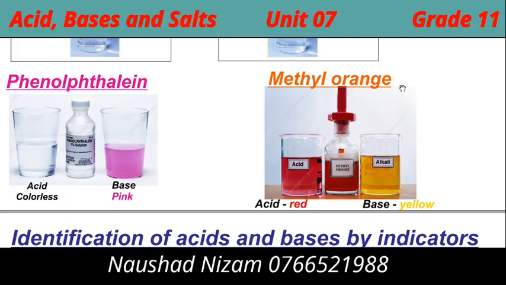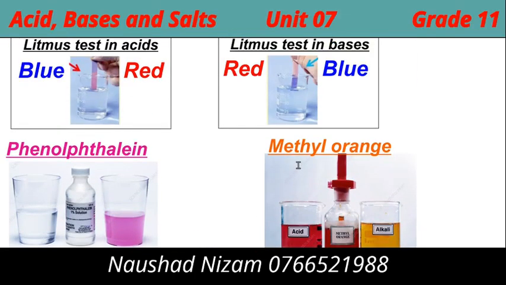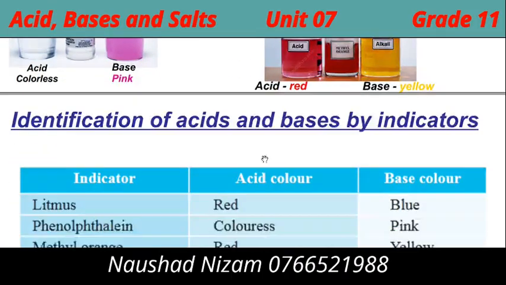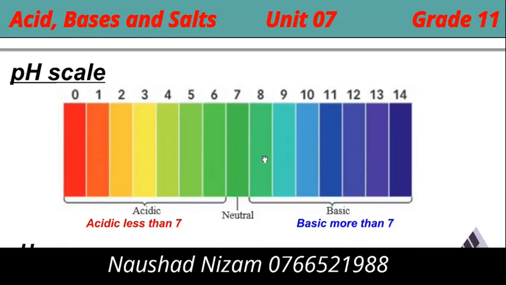Another indicator is methyl orange, which is orange in color itself, and it turns red with acid and yellow with bases. But you cannot identify by using these indicators whether acids or bases are strong or weak. Then we have to use pH indicators, where you can find the strength of the acid and base, whether they are strong or weak.